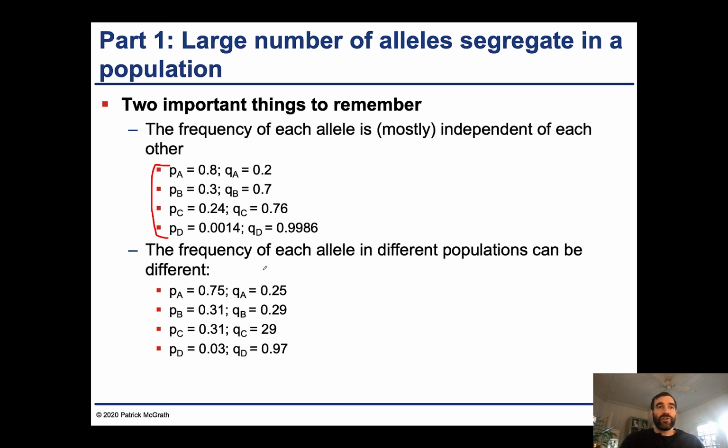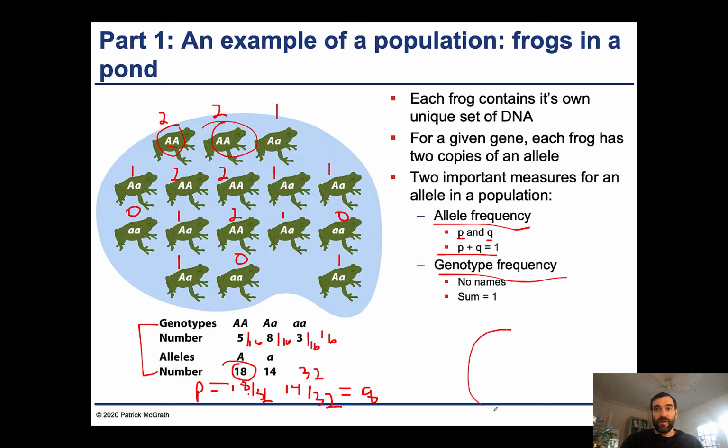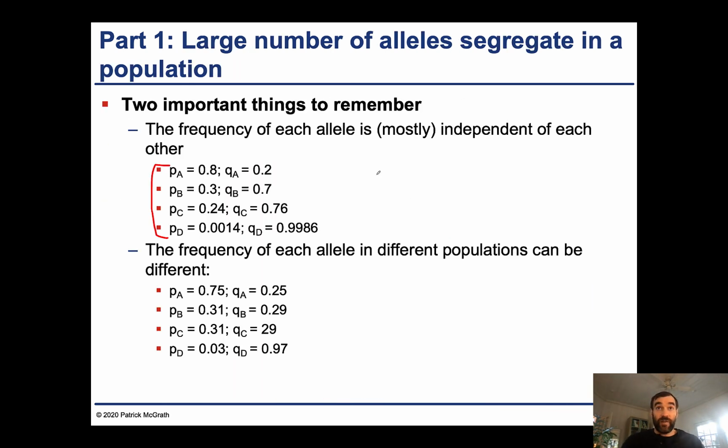The other thing that's important to know is that you can measure these in different populations. So this could be a separate pond that has its own unique set of frogs, and so we can measure the allele frequency in this pond and also this pond. This could also be something like the USA, so these are the allele frequencies if we look at all of the individuals that live in the United States, and these could be the allele frequencies of Canada. And so the important thing to take away from this slide is that the allele frequencies typically are not exactly the same as each other.